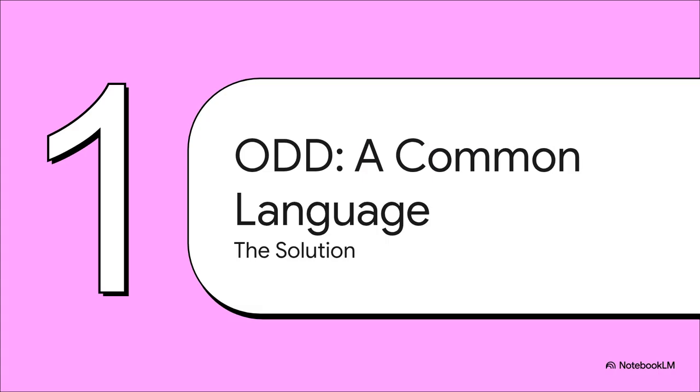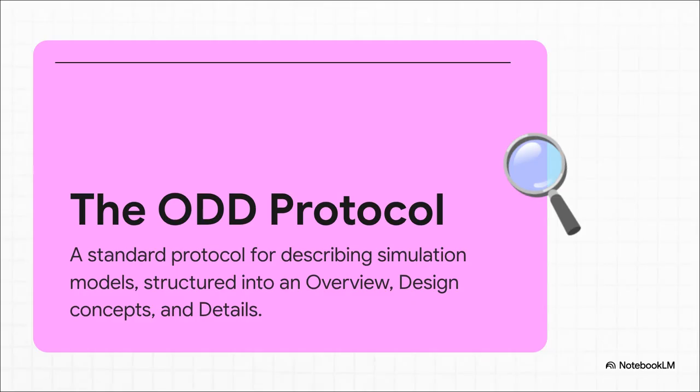All right, so if that's the problem, how do we actually crack open that black box? Turns out there's a really elegant solution. It's called the ODD protocol, and it basically gives everyone a common language, a shared blueprint for describing these super complex models. What ODD really is, it's a standard template. It helps scientists write down everything about their models in a consistent way. And the name itself, ODD, tells you the whole structure. O for overview, D for design concepts, and another D for details. It's a pretty simple idea, right? But it has absolutely huge implications for making science more transparent.